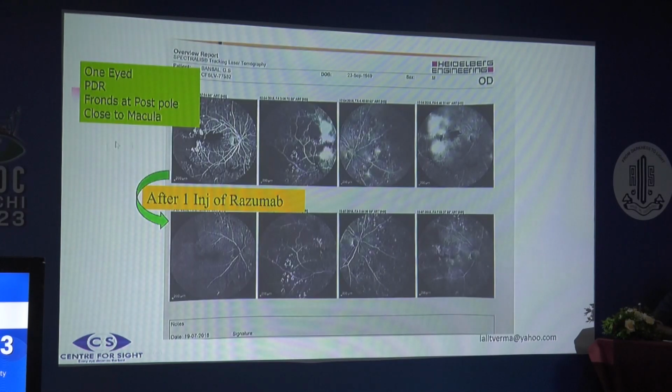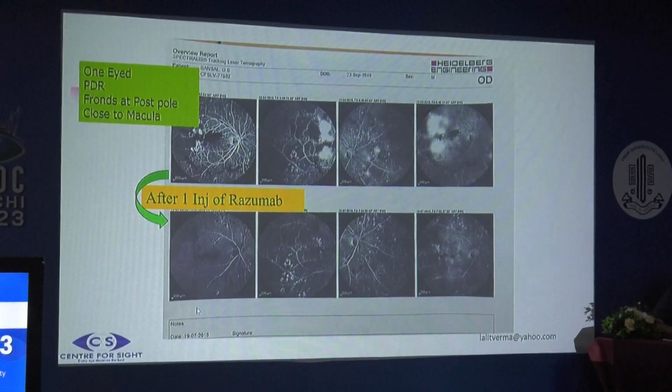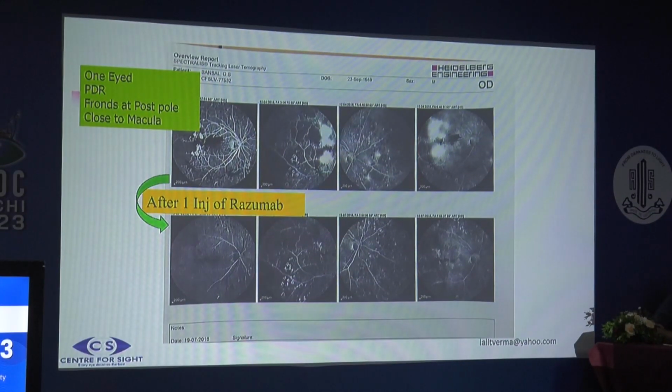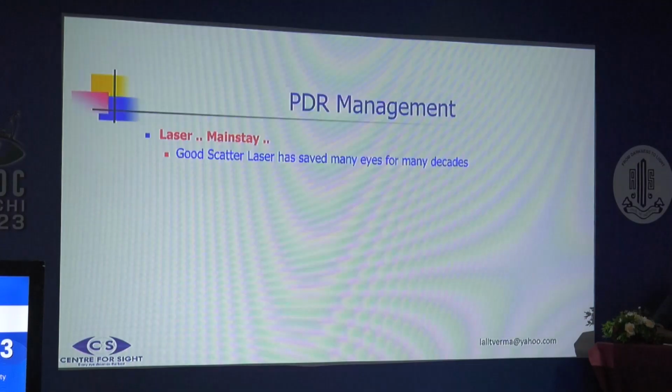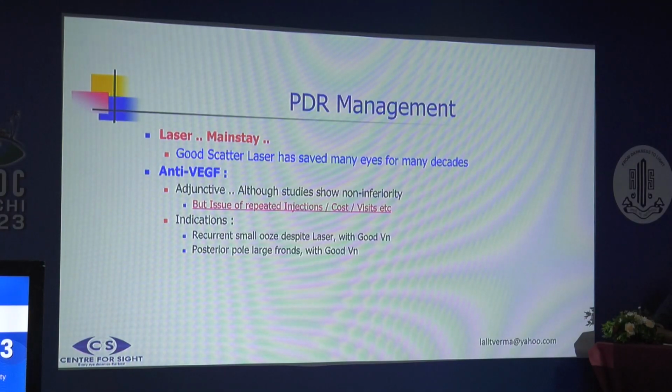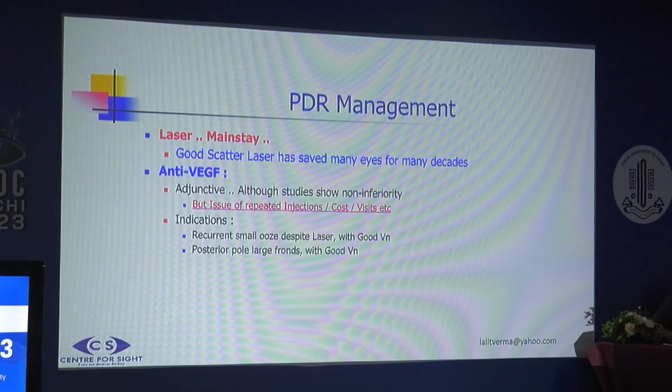And you see, this is another patient who again is a one-eyed patient with PDR, but huge fronds very close to the macula. So here lasering is not easy because this is very close. So here again I gave an injection, and you see the effect of anti-VEGF is to shrink these vessels, the new vessels, and then ultimately, believe me, you have to depend on laser only in PDR. So laser is the mainstay irrespective of what any company says in management of PDR, and good, properly done laser goes a long way.